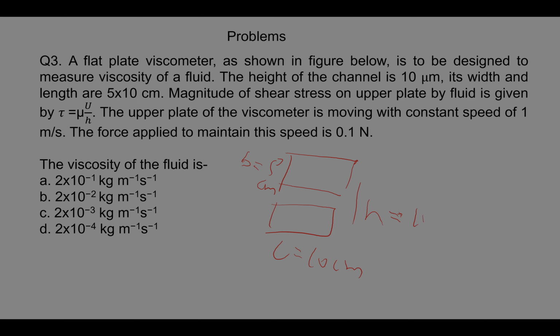let's say 10 micrometer. Force is around 0.1 Newton. And then the speed, the viscometer upper speed is around 1 meter per second. Now we'll calculate the things, how it will look like.